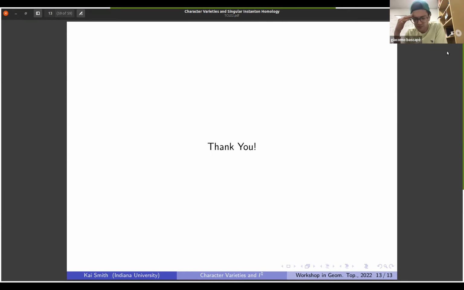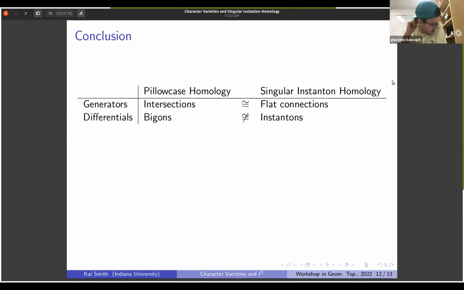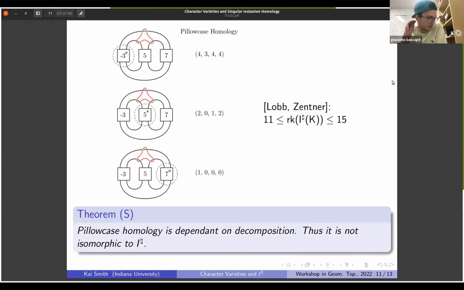You mentioned in the theorem you proved that the pillowcase homology depends on the decomposition. So how do you prove that? Did you just take these two knots and prove that the homology is different, or do you prove that for every knot there exists a decomposition that differs? Yeah, so for this, all I really need to do is find an example. And so here's an example knot where, with different decompositions, I can go through the steps of calculating pillowcase homology and I get different answers.